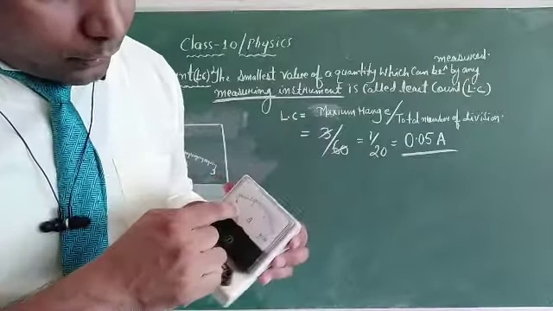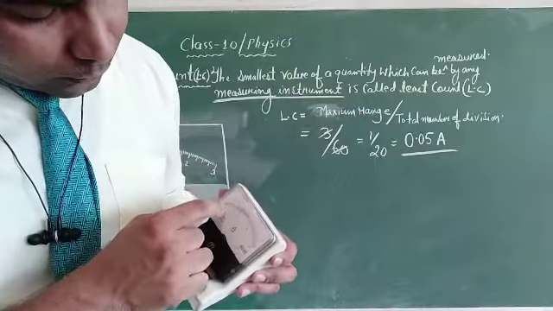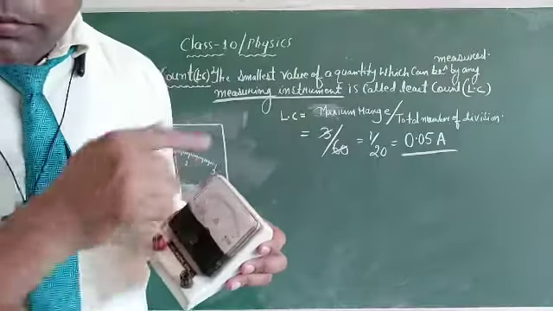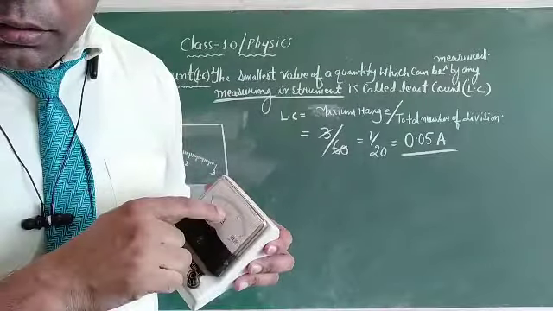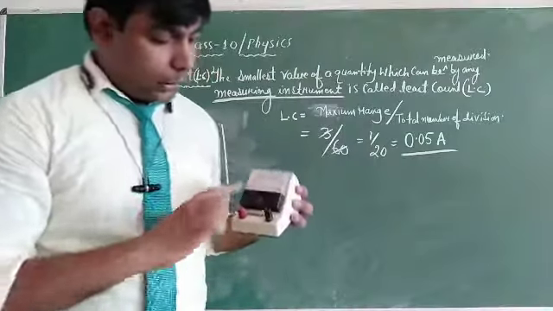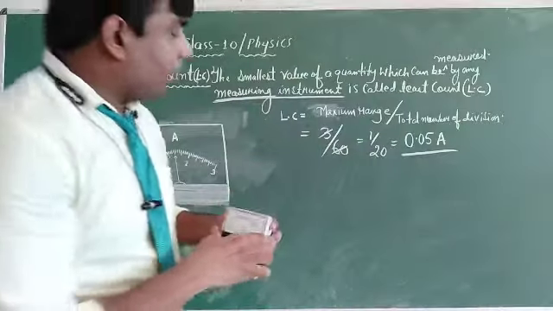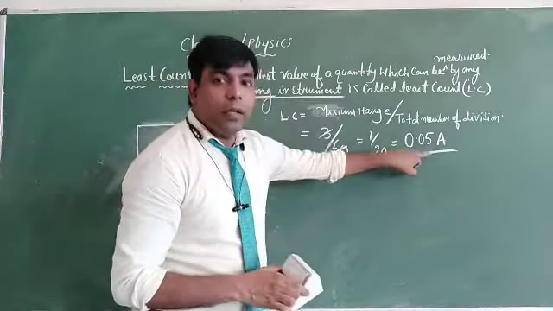For example, if this pointer is at the third position, the third marking, then what will be the reading? That is 3 into 0.05, right? 3 into 0.05. If the marking is at the 10th division, then you have to multiply 10 by the least count.